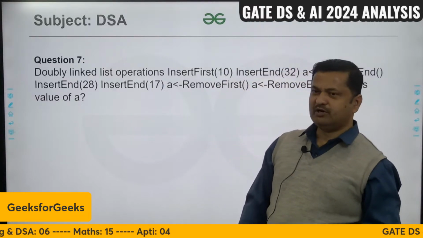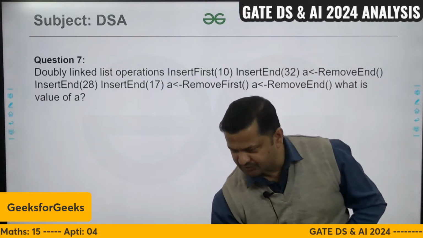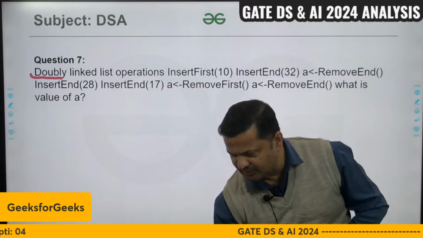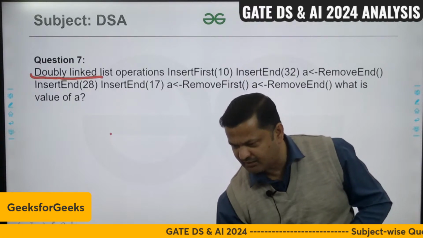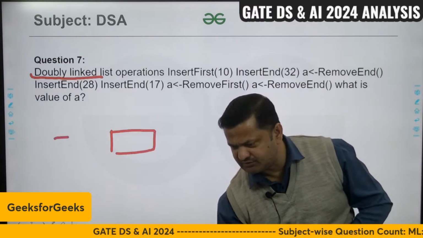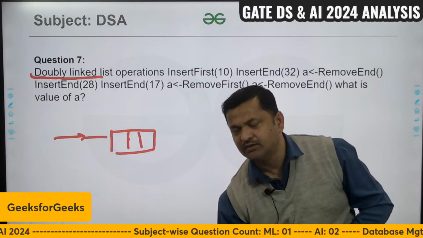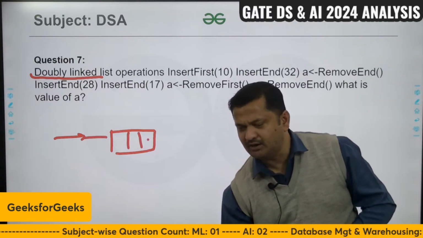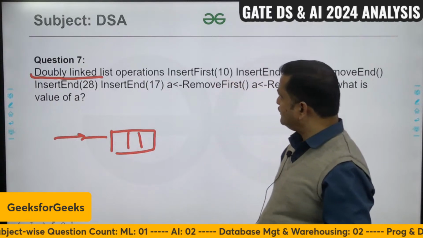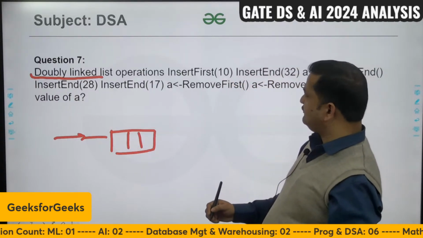We have a doubly linked list. This is a doubly linked list question, and in a doubly linked list we know that we start with the head, which is pointing to a particular node containing a data part, a pointer to the left, and a pointer to the right. So here we have the question: insert first 10.